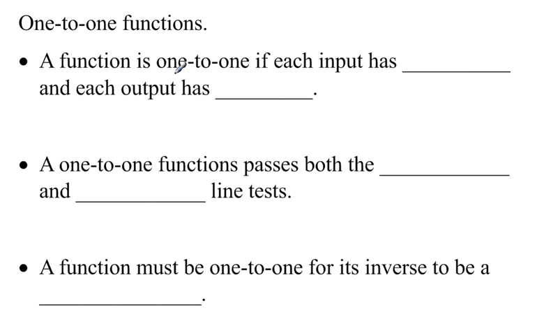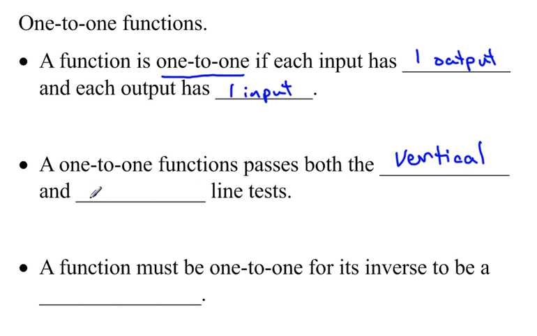All right, so now we have a new term. A function is called one-to-one if each input has one output and each output has one input. So a function just has to have each input having one output, but for it to be one-to-one, it has to go both ways. Neither x nor y can repeat. A one-to-one function passes both the vertical and horizontal line tests. And finally, a function must be one-to-one for its inverse to be a function.